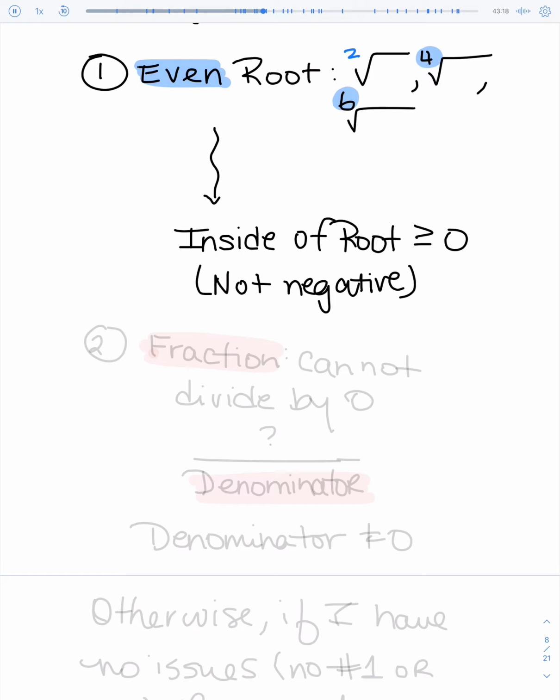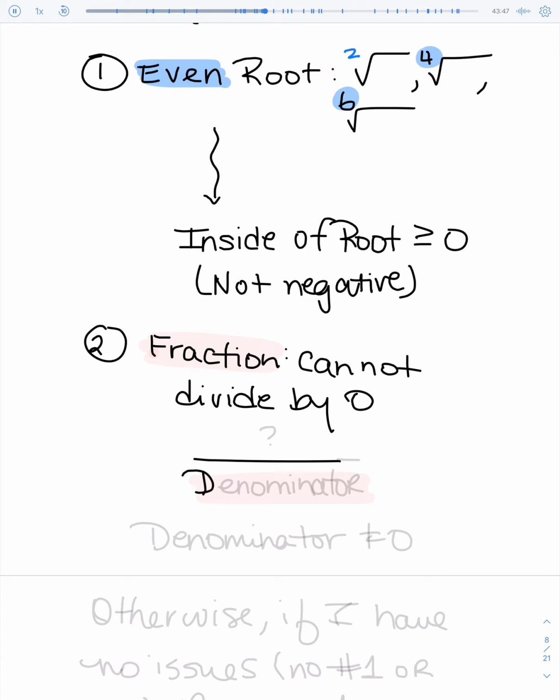Let's talk about the next thing that we want to talk about. The other big mathematical no-no is if you have a fraction. What's the problem with a fraction? Well, remember the problem with a fraction is you cannot divide by 0, which means that the denominator, when you've got a fraction, which is the bottom part, cannot be equal to 0. We don't care about the top. We just care that the bottom, the denominator, cannot be equal to 0.